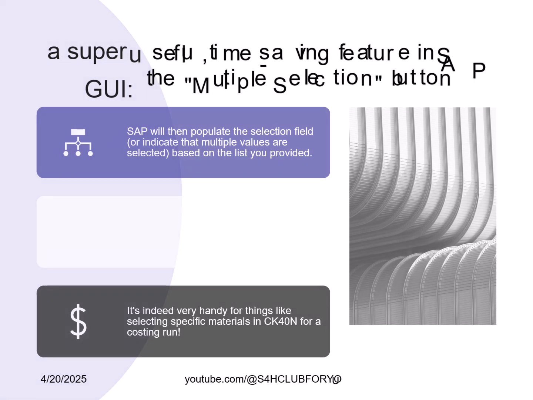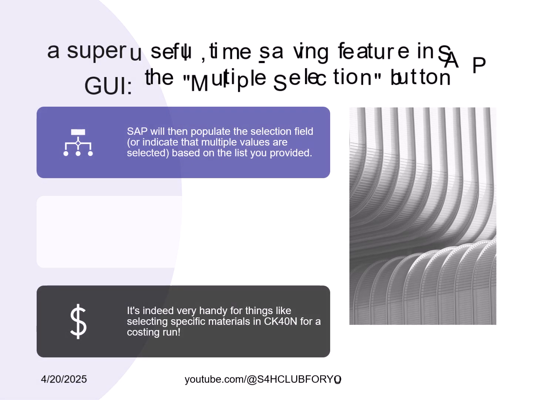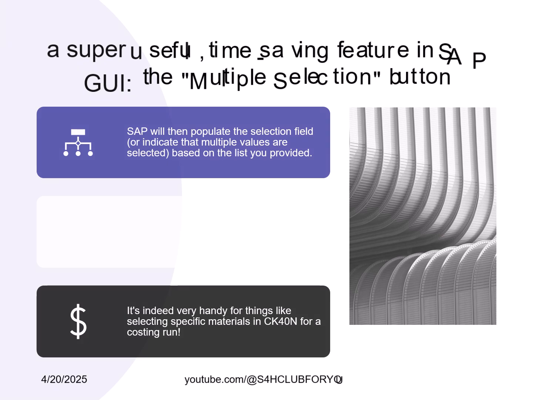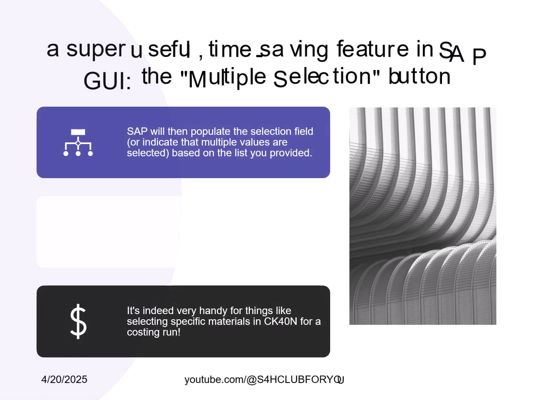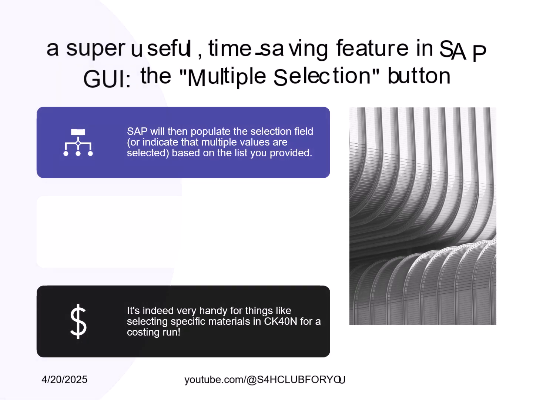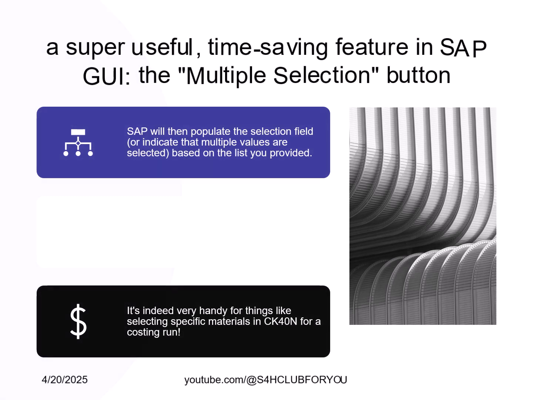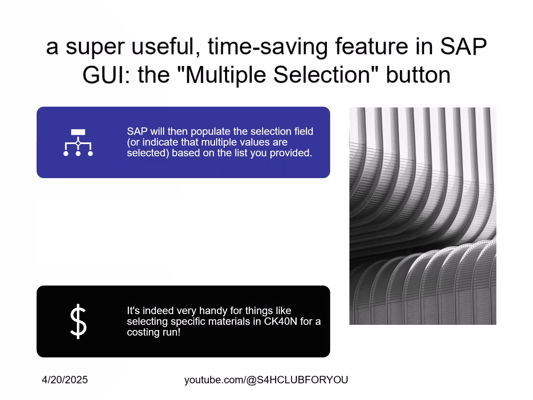So walk me through using it. I'm in CK40N. I've got my list of materials. What do I do? Right. First, find that material code field within the selection area. See the little button next to it? Yep. Click it. That opens up a new pop-up window. Okay, a pop-up. And what's this window for? This is your selection control center, really. You can put in single values or ranges here too, but what we care about is the list function.